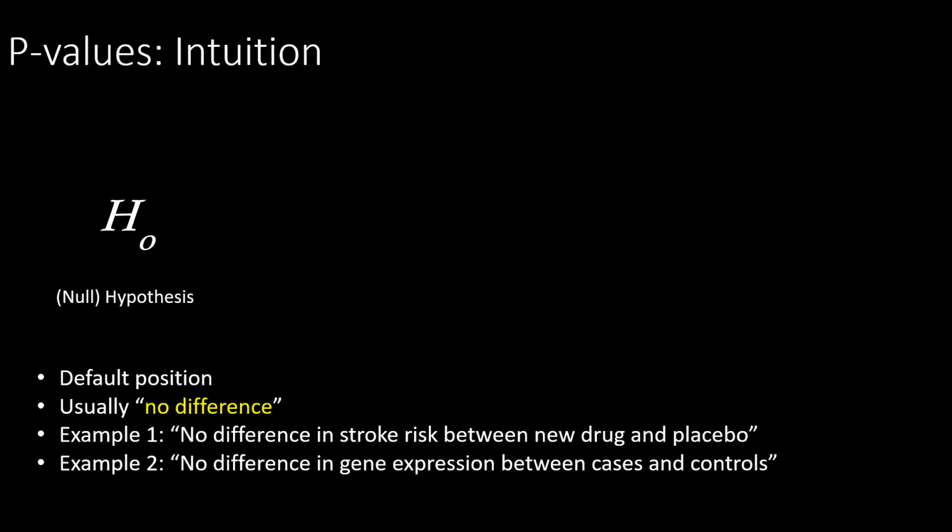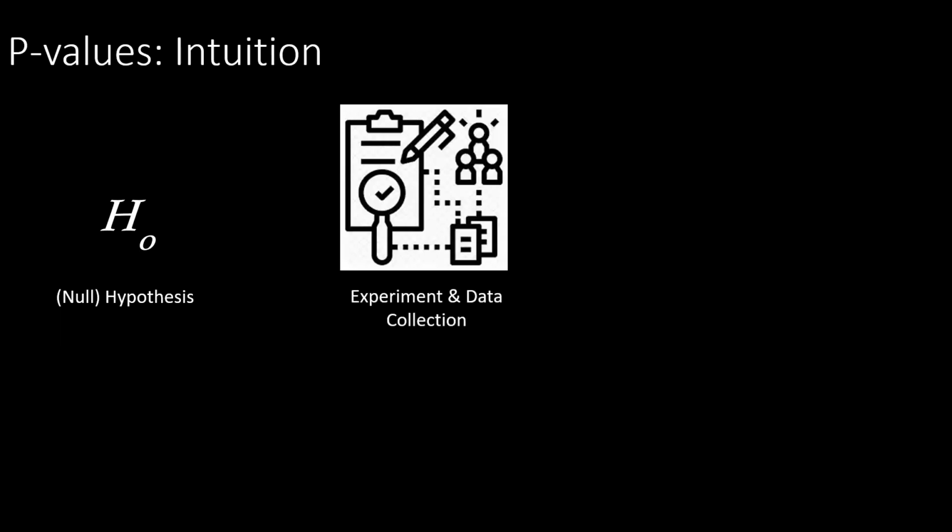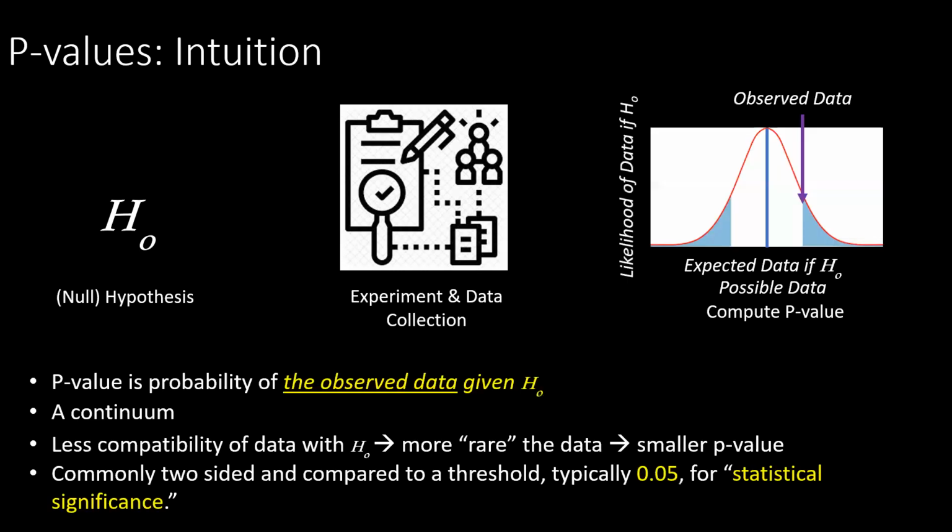So an example would be no difference in stroke risk between the new drug and a placebo, or no difference in gene expression between cases and controls. So we're assuming by default that that's the state of the world. Then you do your experiment, you collect some data, and you perform your statistical analysis. And typically an analysis involves computing a p-value.